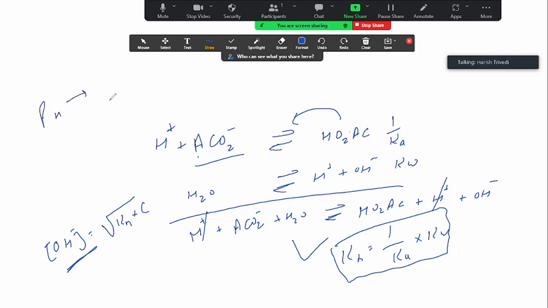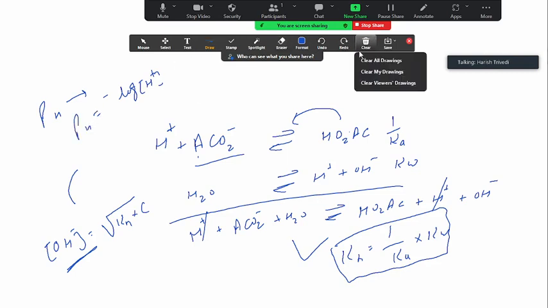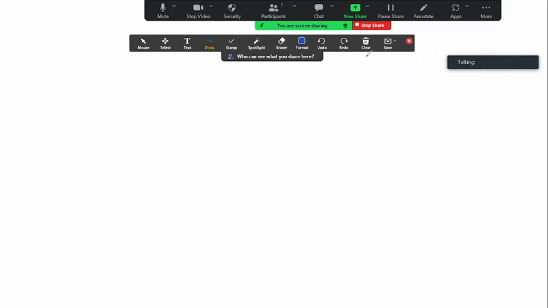So how can you find out the pH? pH is nothing but minus logarithm of H plus ion. Like that, from OH minus ion you can find out H plus ion concentration, and by this way you can find out the pH of the solution. So this is all about this lecture. One more thing remains. Finally I will discuss common ion effect.